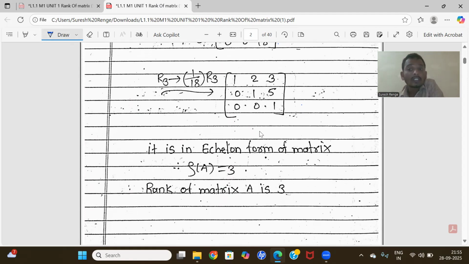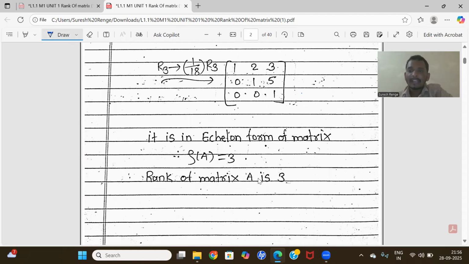Therefore, we count the number of non-zero rows. A zero row is a row in which all elements are zero; otherwise, that row is not zero. मीन्स हम उसी रो को जीरो रो बोल सकते हैं जिसमें ऑल एलिमेंट जीरो होने चाहिए, अदरवाइज that is a non-zero row. This first row is a non-zero row, 1, 2, 3. There are 3 non-zero rows here. Therefore, the rank of the matrix is equal to 3.